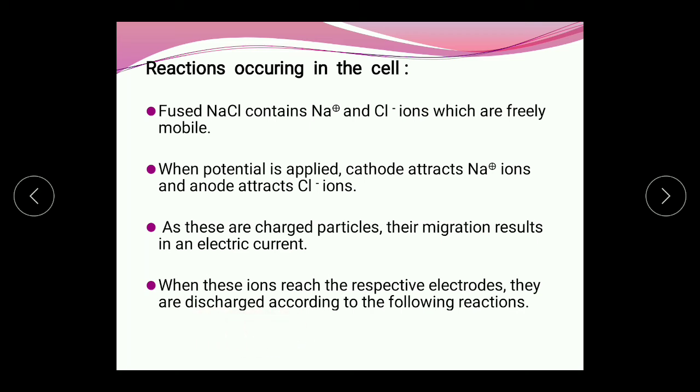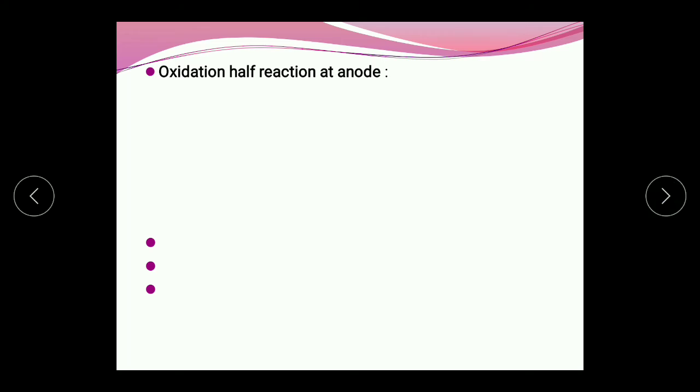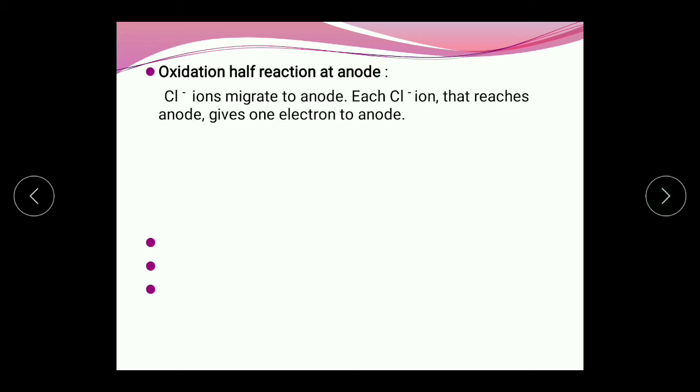The plus charge of Na plus is removed, and it gets converted to Na, and the minus charge of chlorine is removed and it gets converted into a Cl atom. Neutral Na atom, neutral Cl atom. Hence, they are said to be discharged at the respective electrodes. So, let us see the actual reaction, how the charge is removed. First, we will see the oxidation half reaction occurring at the anode.